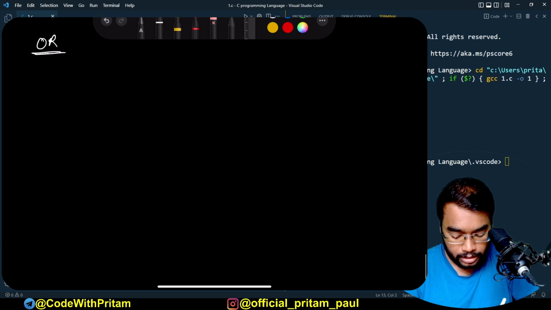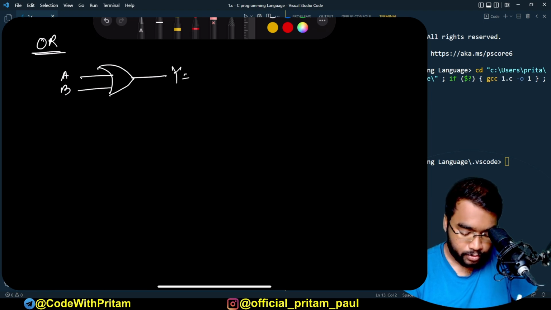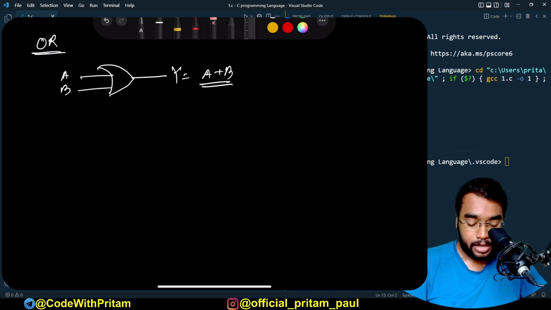So this is the logical OR gate: A, B and Y equal to A or B. Now if you don't know anything about the logical OR gate, then try to understand it, or you can try to Google. I am not going into a deeper section right now.